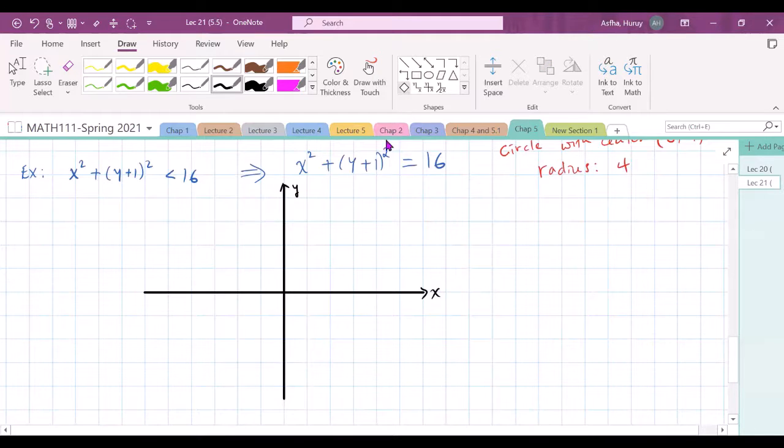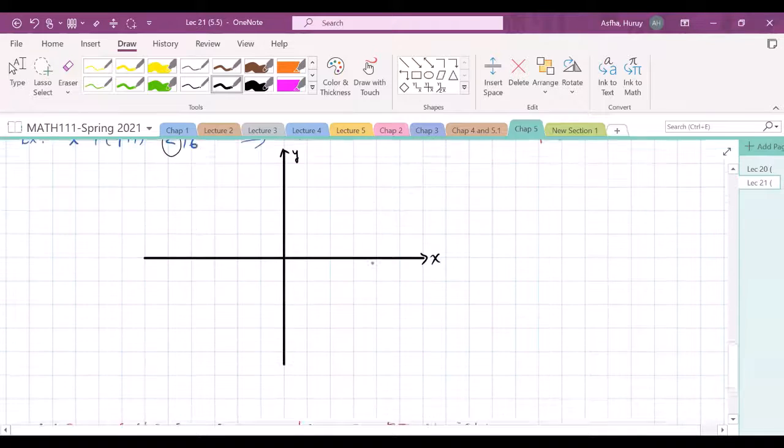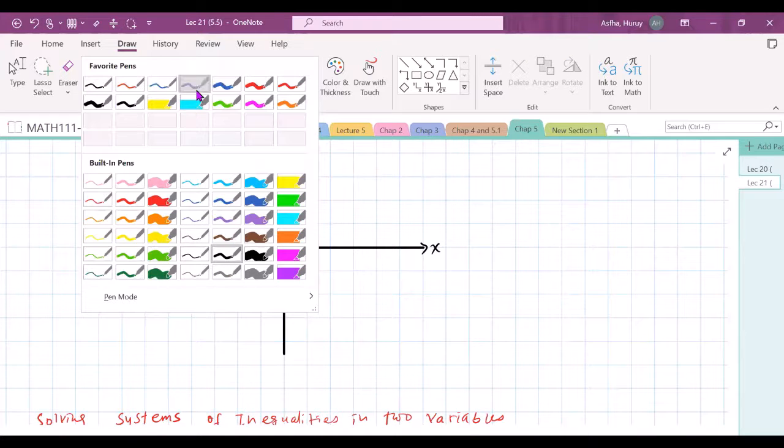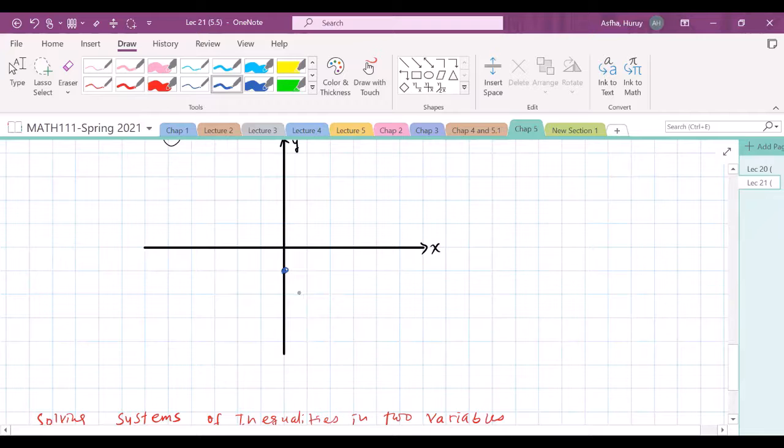So here, now we need to go back and check if the inequality is strict or not. In this case, it's strict. Now, instead of using a solid line, we will use a dashed line. And we said the center is at (0, -1), which is right here. And the radius is 4. Therefore, we have 3, 4.